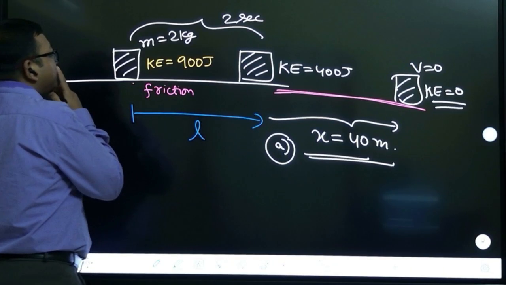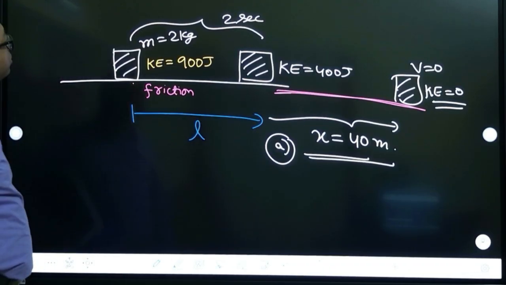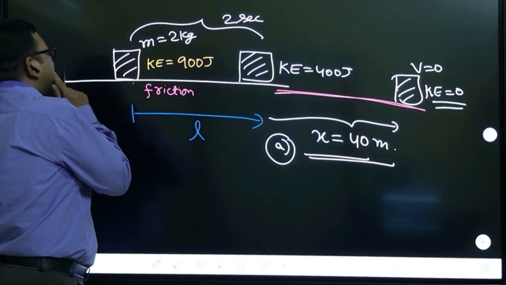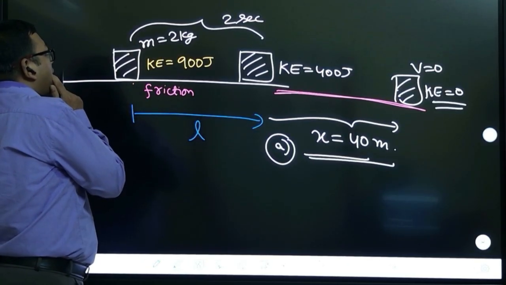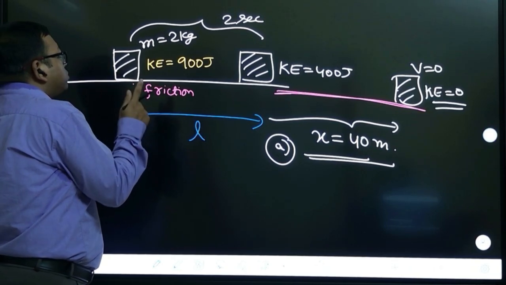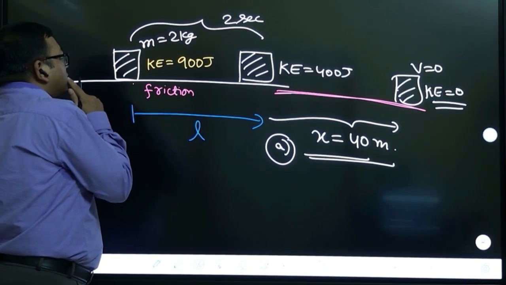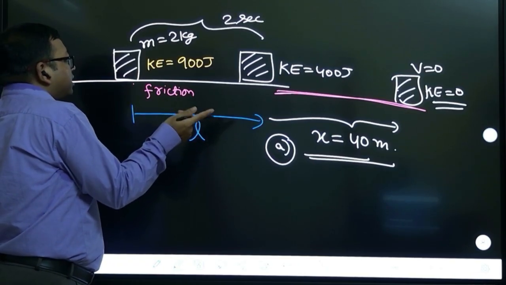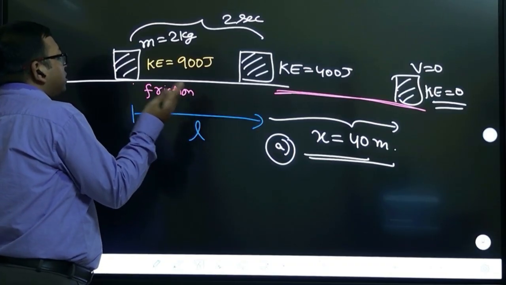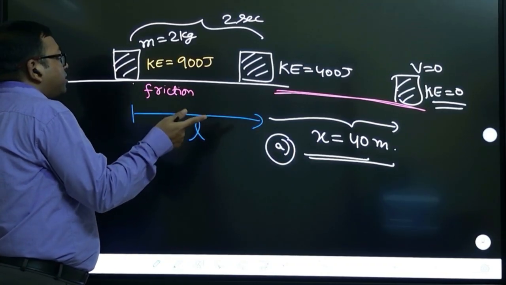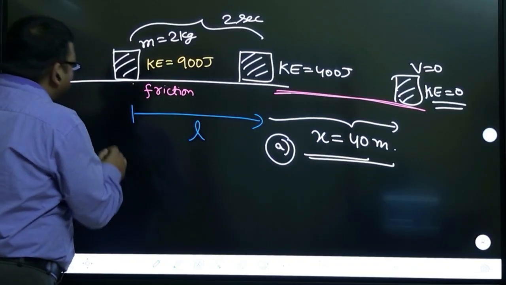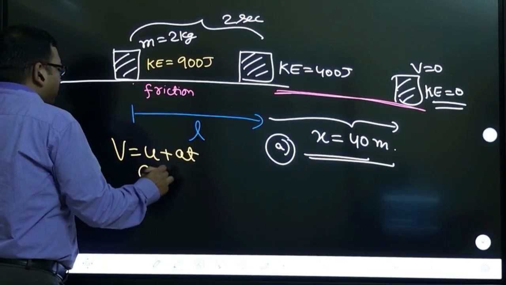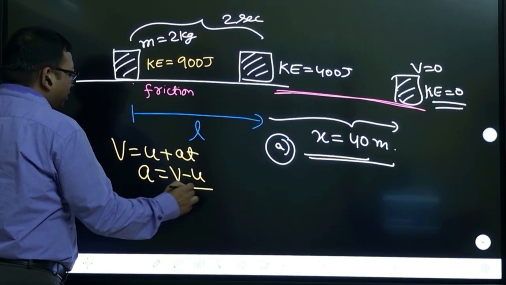Well, friction we do not know. Distance L also we do not know. Distance is not given. Time is given. Time is given means v equal to u plus at. U is given. V is given because kinetic energies are given. We can calculate u and v. Time is given, so acceleration we can calculate, right? V equal to u plus at, we can calculate acceleration as v minus u by t.